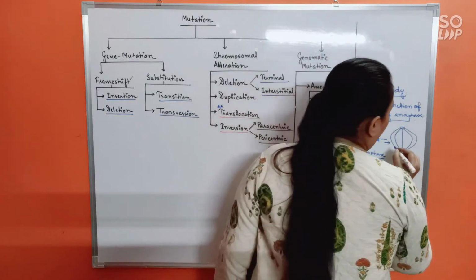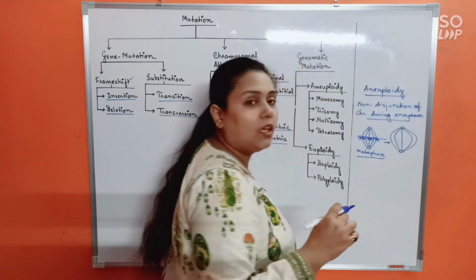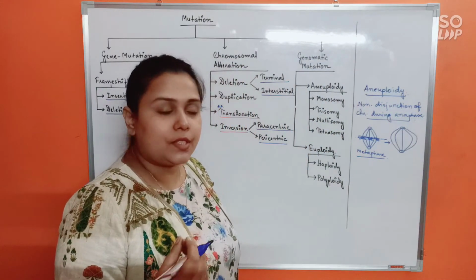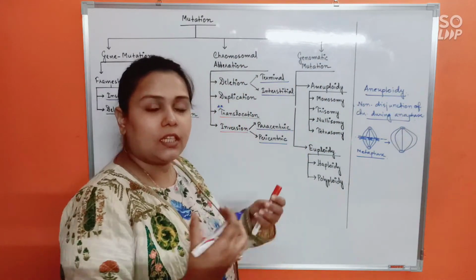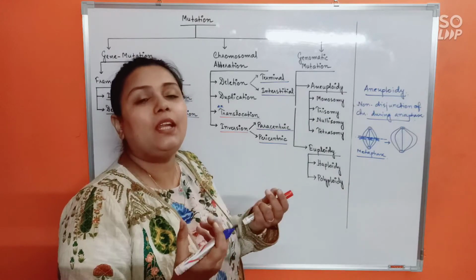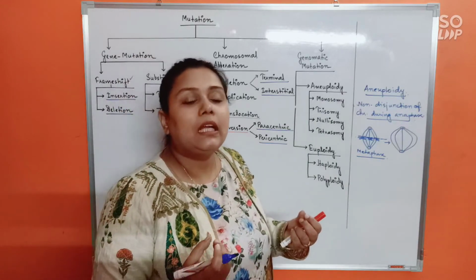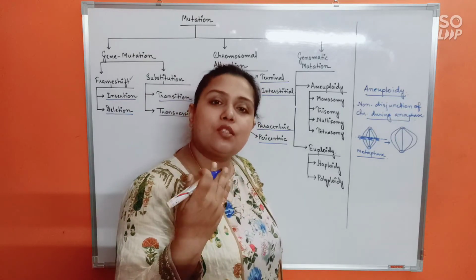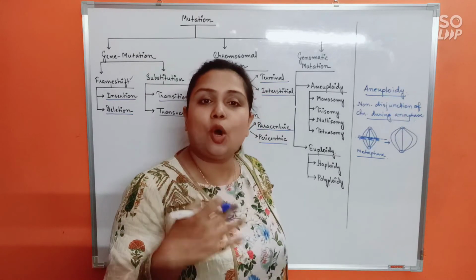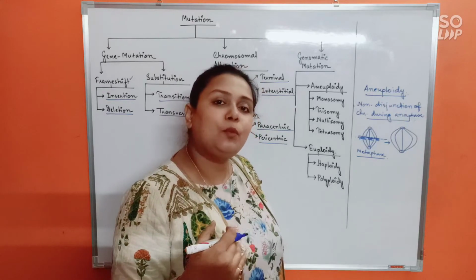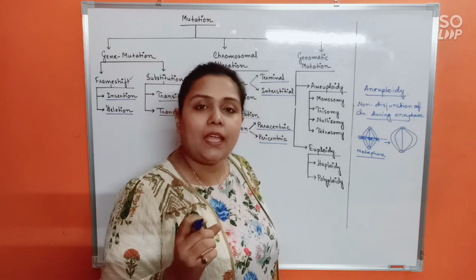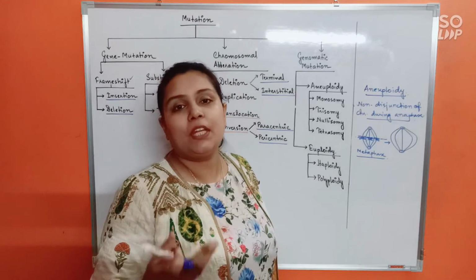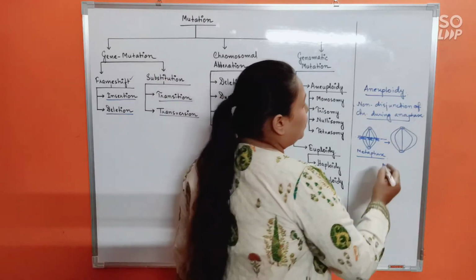In anaphase, what will happen? The centromere will split, and the two chromatids, now known as the daughter chromosomes, will start moving towards opposite poles by constriction of the spindle fibers. So that's what will happen.